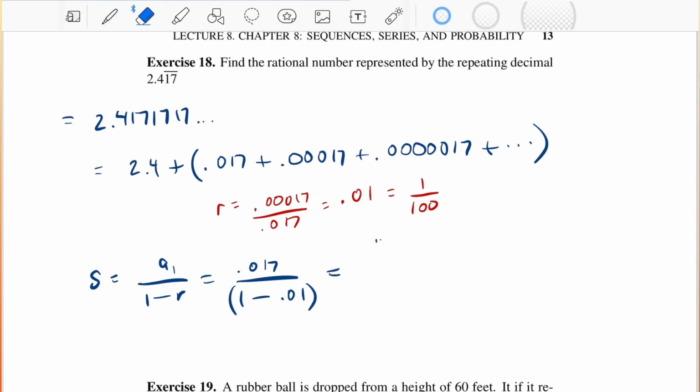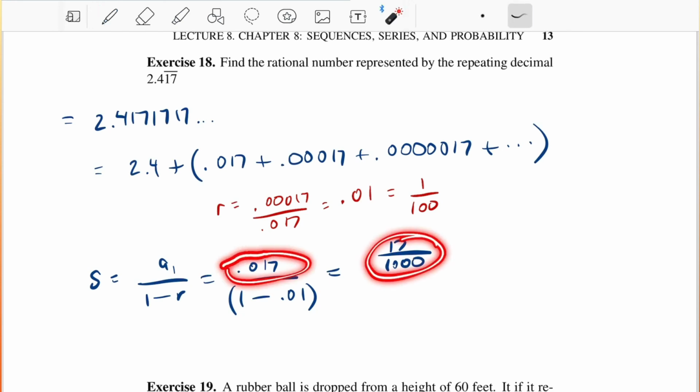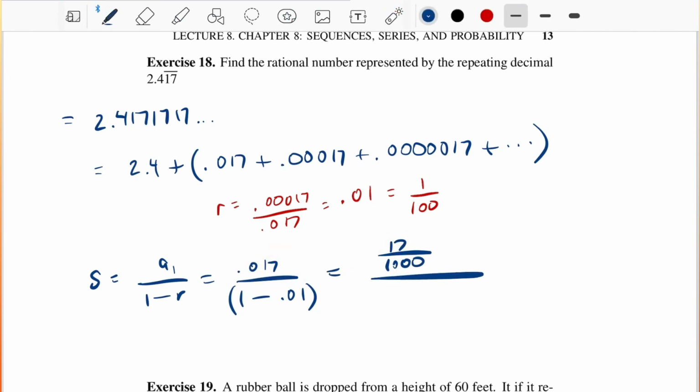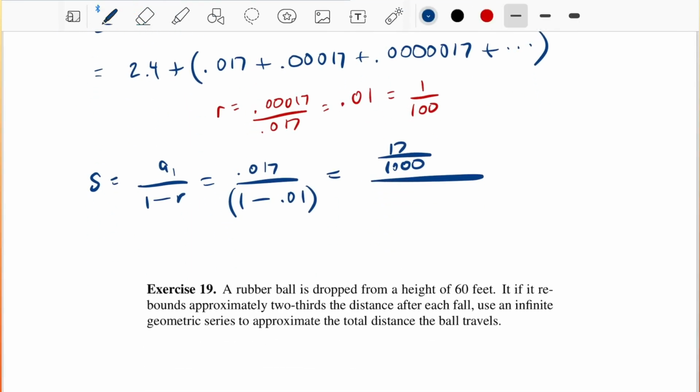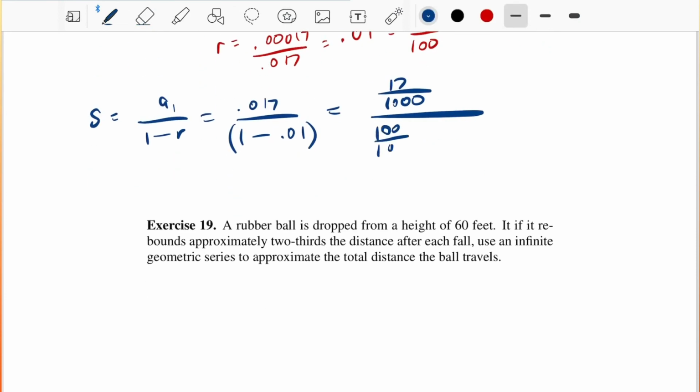And then the denominator is going to be 100 over 100 minus 1 over 100. So we have 17 over 1,000 times the reciprocal, which is 100 in the numerator and 99 in the denominator. And we can cancel out 2 zeros with 2 zeros. And so now we end up with 17 over 990.